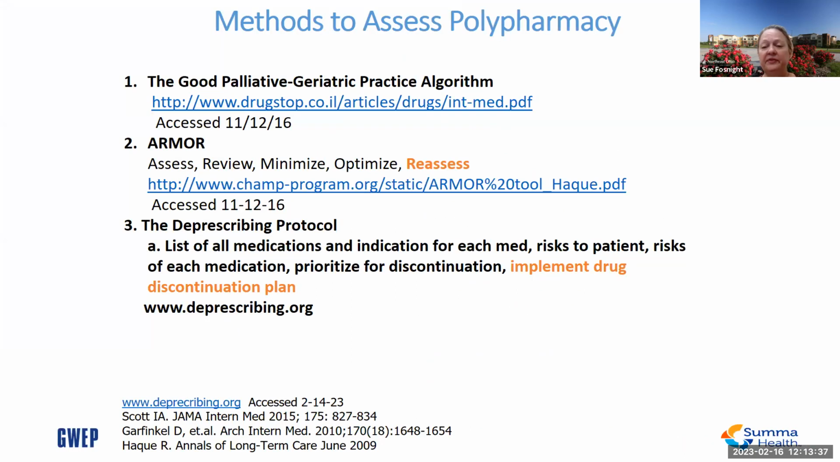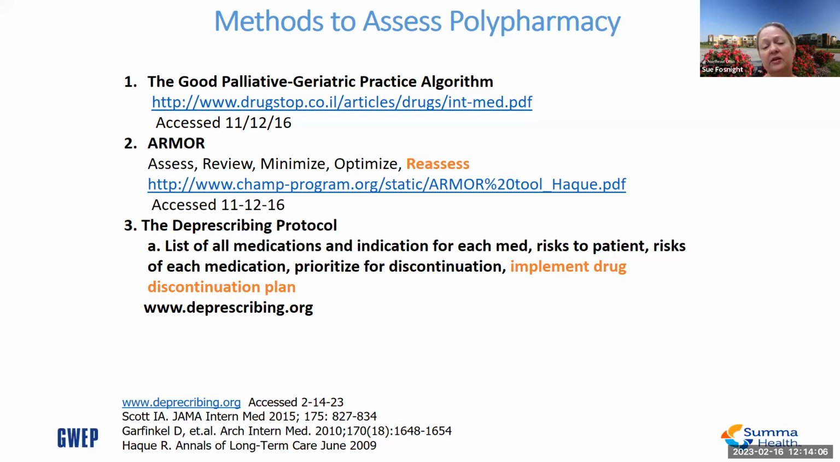So as you're reviewing medications, there are several ways that have been published about how to assess for polypharmacy. The first one I have on the list here is the Good Palliative Geriatric Practice Algorithm. This is a great algorithm to use for patients that are close to the end of life. It really goes through weighing the benefits versus the risk of many of those medications that we might start to peel off towards the end of life.